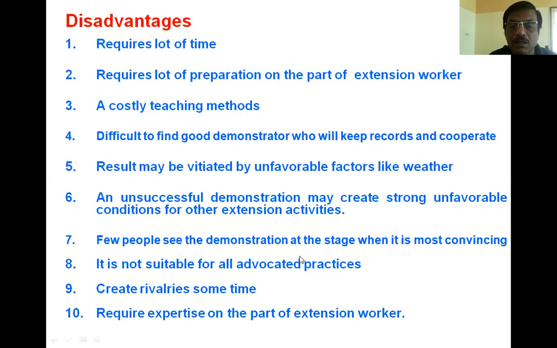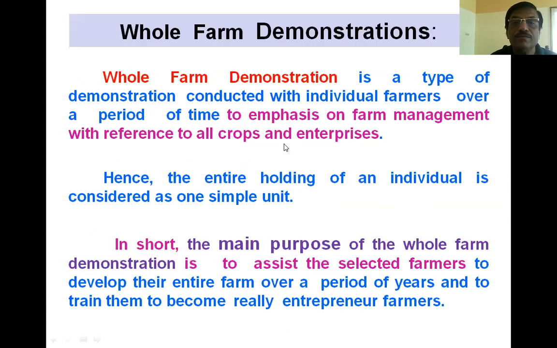It can create rivalries sometimes in the village. If you give the demonstration plot to some farmers, the other farmers may create problems. It also requires some sort of expertise on the part of the extension worker. So this is about result demonstration.